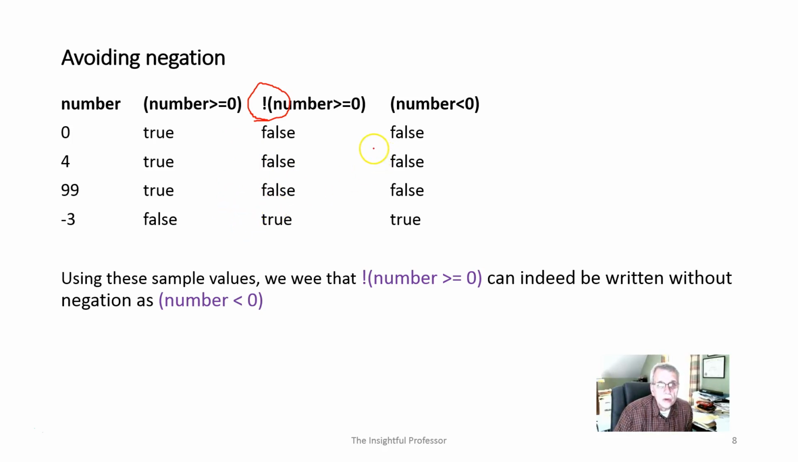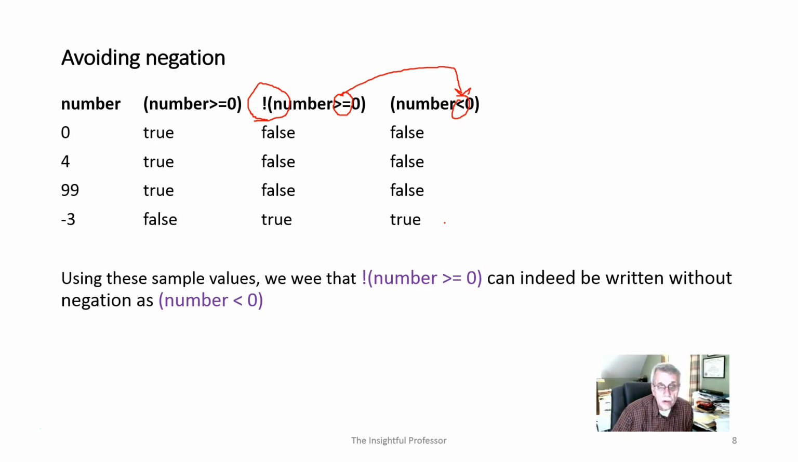And again, let's look at another way. Instead of the not operator, let's rewrite this. Based upon what we saw in the table, the greater than or equal to becomes less than once we remove the not, and this should be an equivalent expression. So let's look at this. It says number less than 0. Is 0 less than 0? It's not, so that's false. 4 less than 0, that's false. 99 less than 0, that's false. And -3 less than 0, that's true. So take a moment and look at this carefully and see if it makes sense to you.